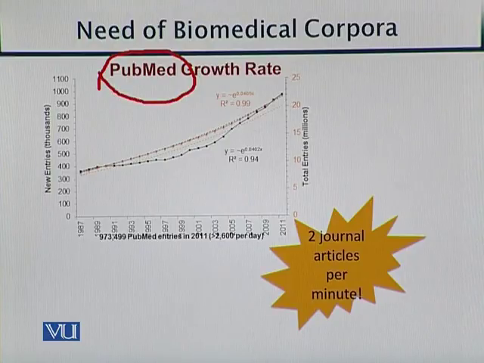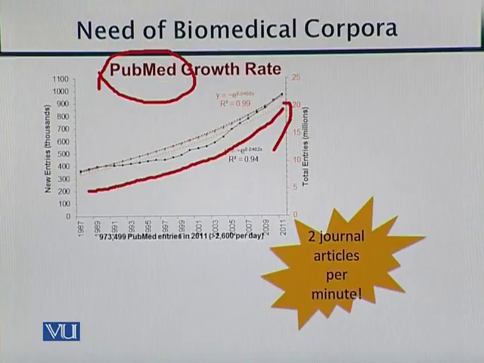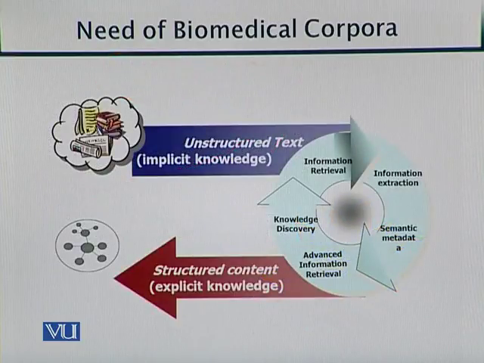So here I have just shown the PubMed growth rate for the last several years, although this is a bit old now, from 1997 to 2011, and you can see that there is a rapid increase through all of these years. So what we have concluded from this figure is that roughly 2 journals are being added to the PubMed indexer every minute. So this 2 articles per minute has caused an explosion in the area of biomedical searching domain. Again, need of a biomedical corpora.